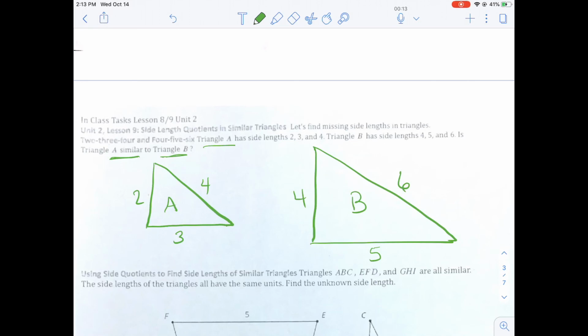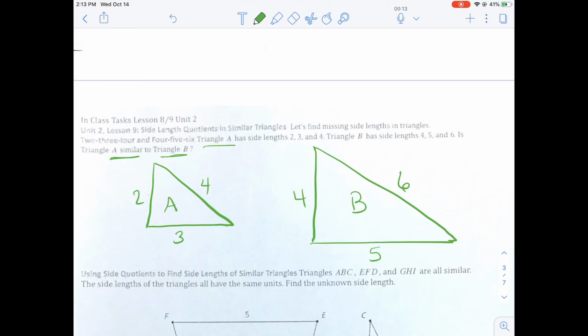2 times what would get me 4? Well, 2 times 2, okay, which means that would be the scale factor for all of them. 3 times 2 does not get me 5. 4 times 2 does not get me 6. So I'm kind of thinking, maybe not. But we can't always be completely sure. Sometimes we have decimals and things like that, but I'm pretty close to sure that that's not right.